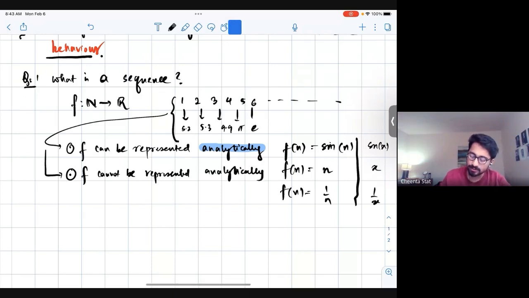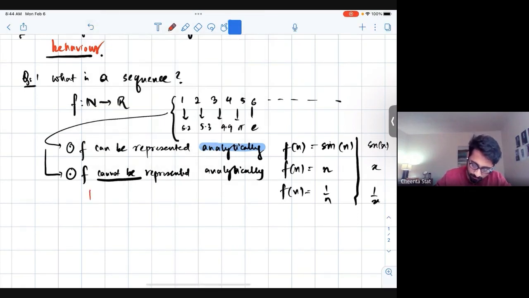So when f cannot be represented analytically, then what to do? An analytic function means you have the global behavior as well, like you have every piece of information. If you do not know the global behavior, what you will do is find the local behavior. That means you will find how each element of the sequence is related to the elements around it. That is called a recurrence relation. From many local structures, you can find the global behavior.